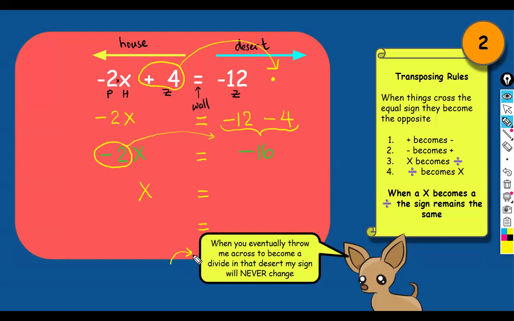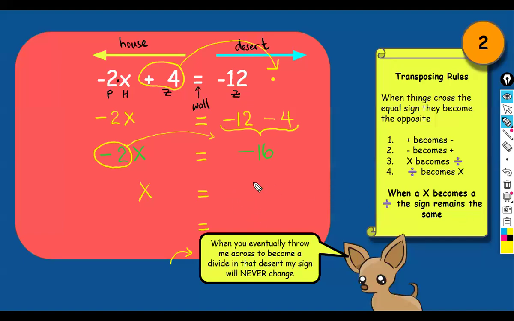The pet always becomes a divide. I have it here. You see that at the bottom of the screen. And the sign of the pet doesn't change. If the pet is negative, when you reach the other side, he's going to remain negative. If he was positive, he remains positive. The only change the pet makes is that he goes from being a multiply, and he will always end up being a divide.